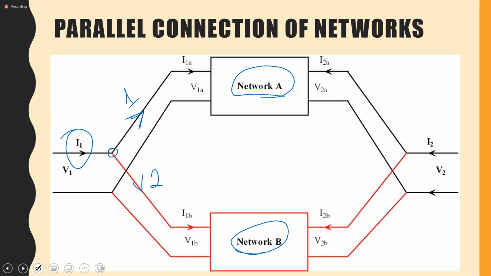I1, or current 1, now forms the input current to network A, and so that would be I1A. And current 2 forms the input current to network B, and that is I1B. So obviously we are satisfying that first criterion, which is that the current entering the node, which connects the two elements, divides between network A and network B.